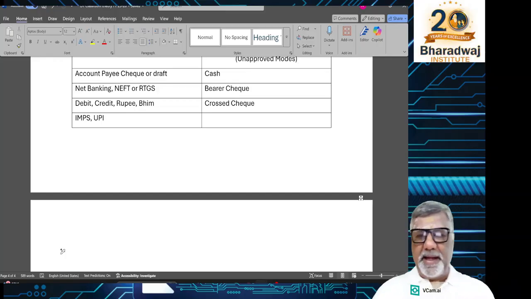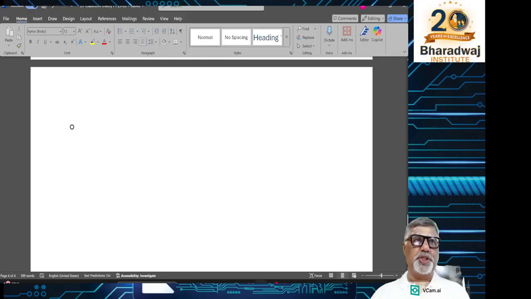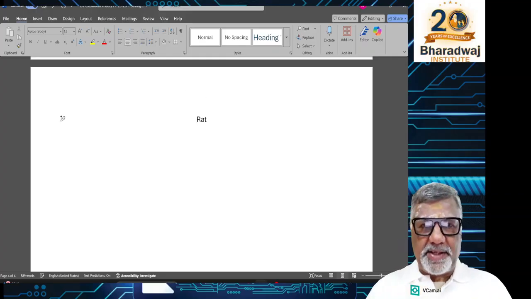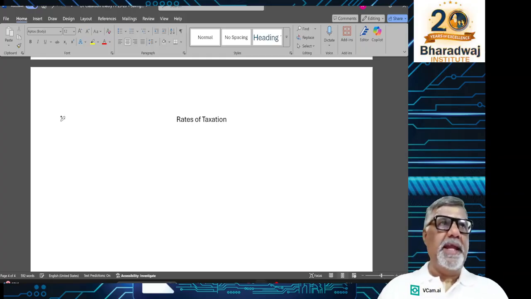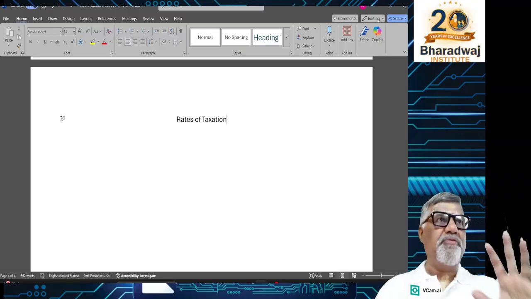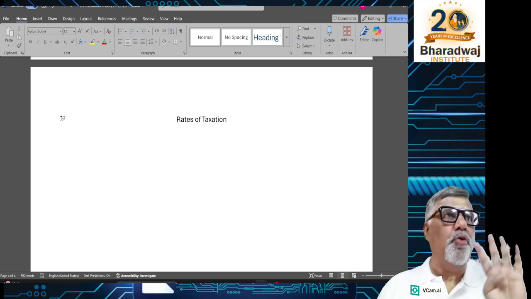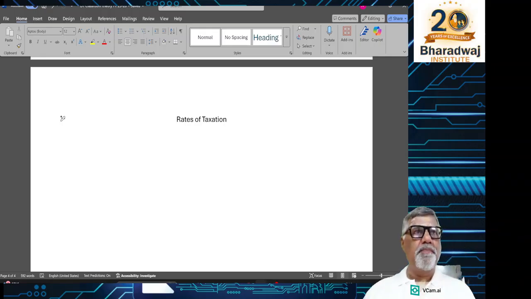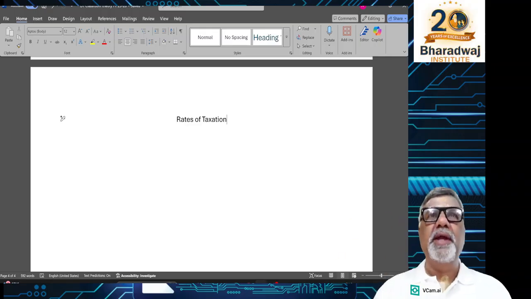So we are entering part 2 of our discussion, that is rates of taxation. Basically, our rates are divided into two. One as per the Finance Act, which is there as a charging section in section 4. And there are quite a number of rates which are given as part of income tax.